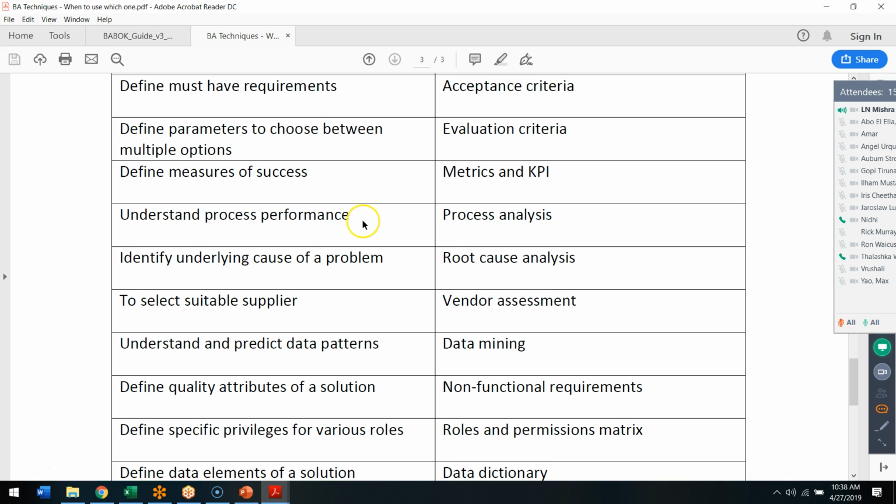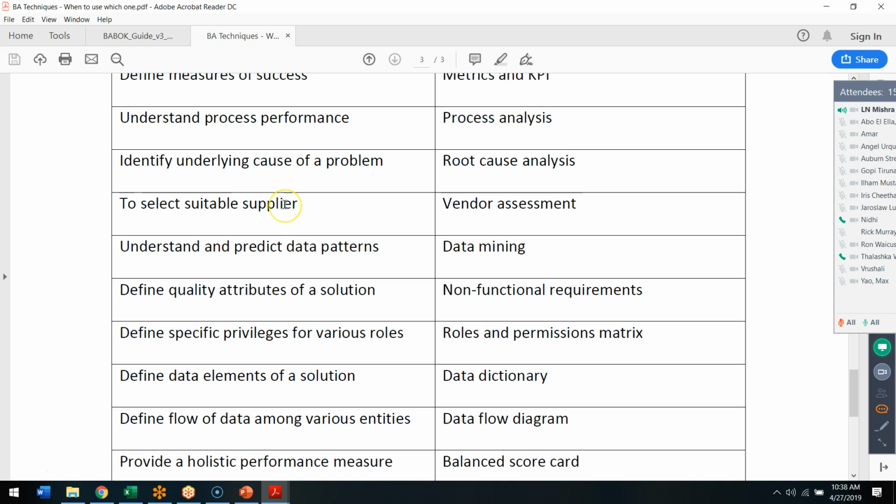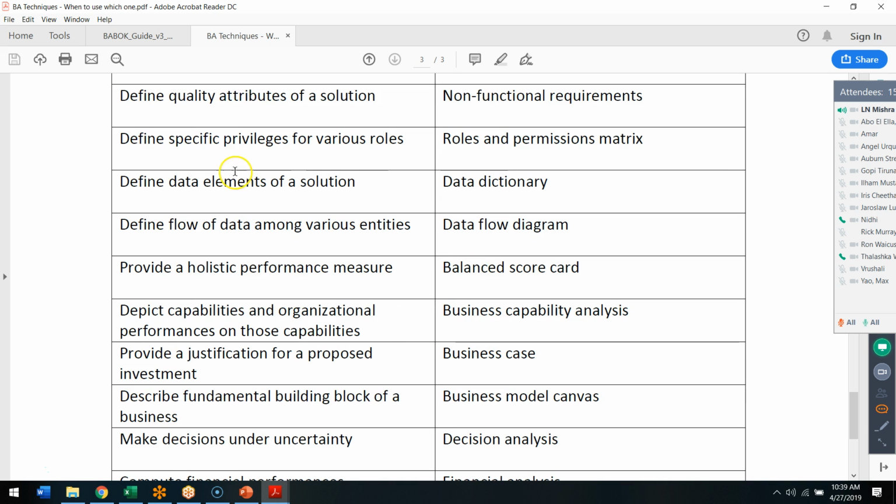Understand process performance and challenges, process analysis. Underlying cause of a problem, root cause analysis. Select a suitable supplier, vendor assessment. Understand and predict data patterns, data mining. Quality attributes of a solution, non-functional requirements.